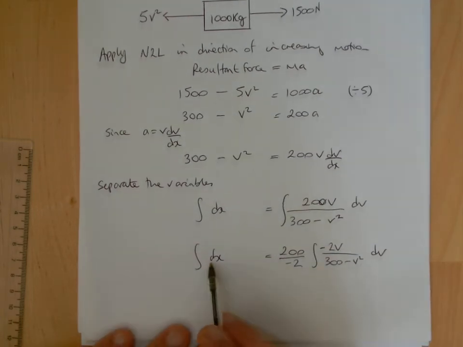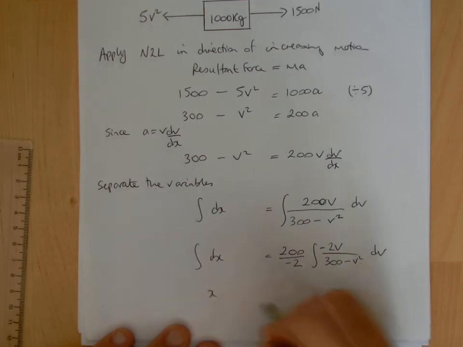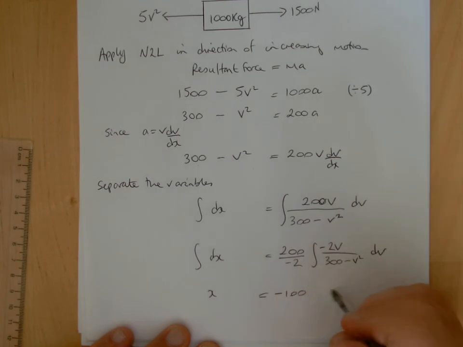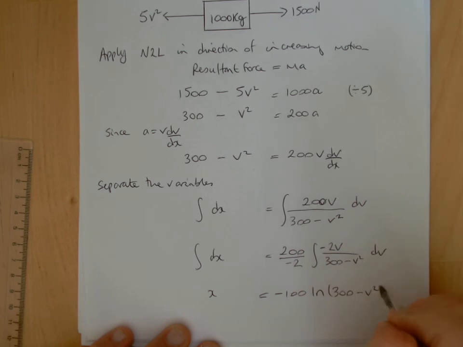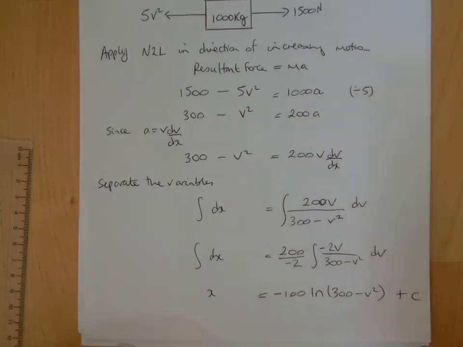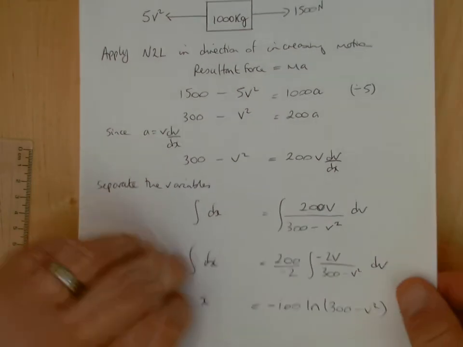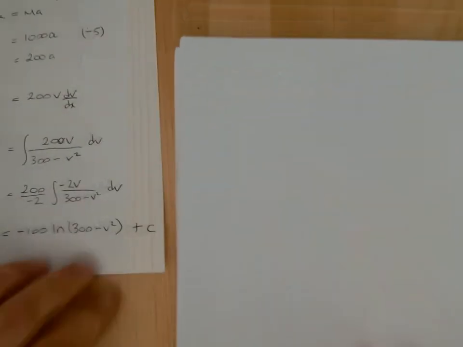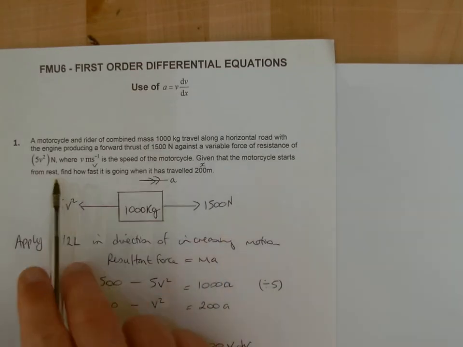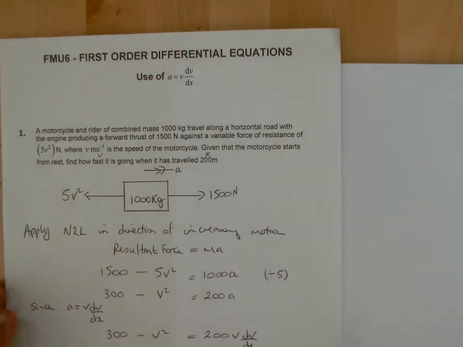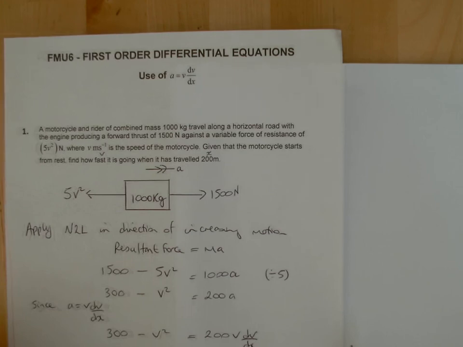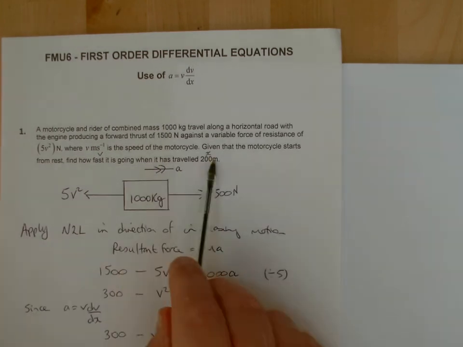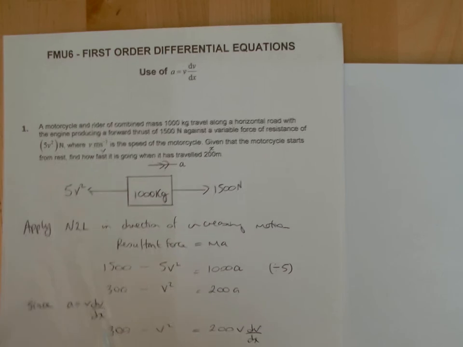So when you integrate, we've got 1 with respect to x, which becomes x. This is 200 divided by minus 2, which is minus 100, and then ln of 300 minus v squared. Don't forget the constant of integration. We're now going to work out what that constant is. It says the motorcycle starts from rest, so we know v is 0, and we want to think of the distance x being 0 at the start as well, because we're measuring from the start.